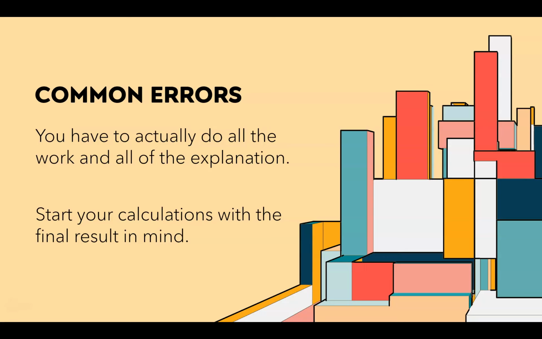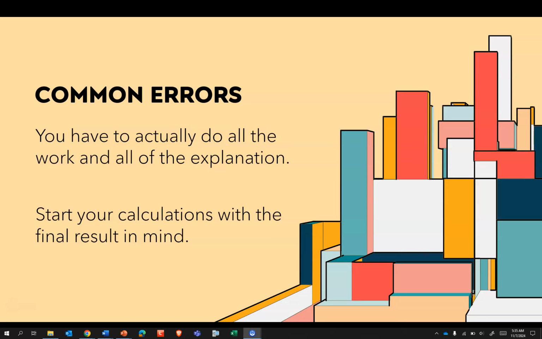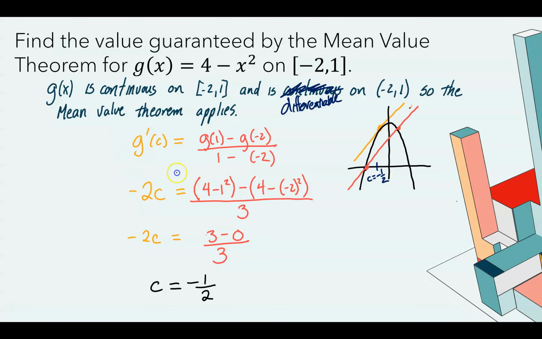So what I'm certain is that past students, and so future students, think that their job is something other than it is. You have to do all of the work I just showed you and all of the explanation. And so when I say start your calculations with the final result in mind, that's what I'm saying right here. We want to know where the derivative is equal to the secant slope.